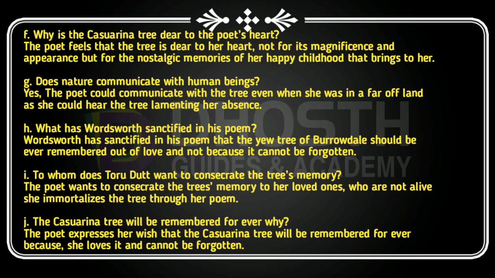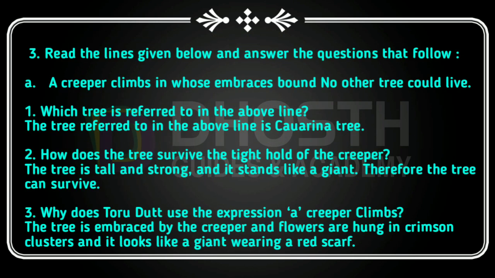To whom does Toru Dutt want to consecrate the tree's memory? The poet wants to consecrate the tree's memory to her beloved ones who are not alive, and she immortalizes the tree through her poem. The casuarina tree will be remembered forever. Why? The poet expresses her wish that the casuarina tree will be remembered forever because she loves it and it cannot be forgotten. Read the lines given below and answer the questions that follow.